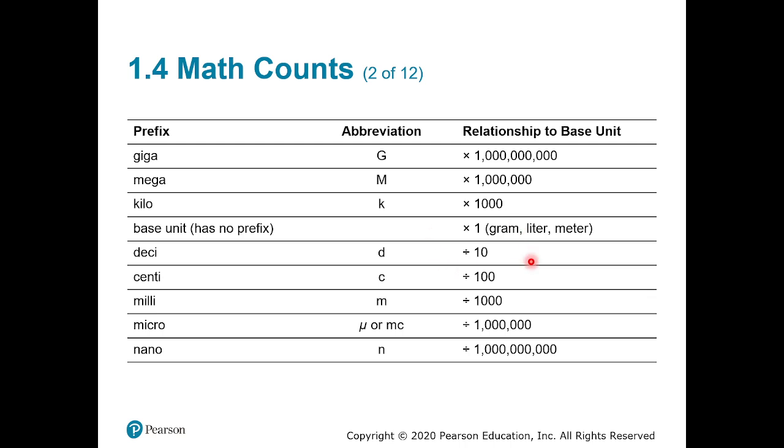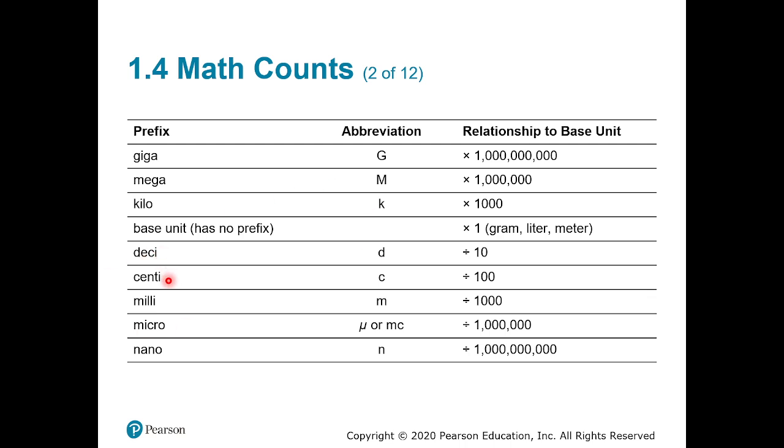Deci. This is decimal. Anybody ever heard of a decimal before? Okay. How many decimals are there in a single unit? 10. Yeah. So there are 10 decimeters in a meter, right? Okay. You can remember this word fairly easily because the root word here is like deca, like decade, meaning tens, right?